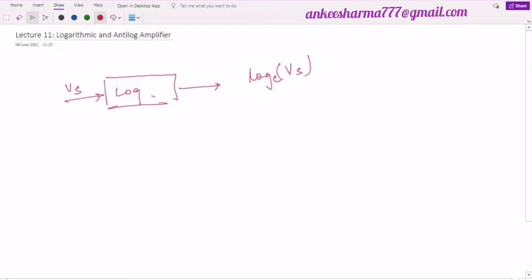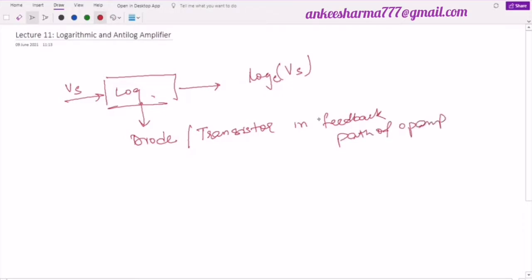So how do we achieve it? Now there are two ways of achieving it. This logarithmic amplifier can be built using a diode or a transistor. We can make use of either of these two when we connect them in the feedback path of an operational amplifier, in the feedback path of the op-amp. Now if I recall what we had done in the integrator, we had a capacitor in the feedback path, whereas in the logarithmic amplifier, I am going to use a diode or a transistor. So I will discuss this with the diode.